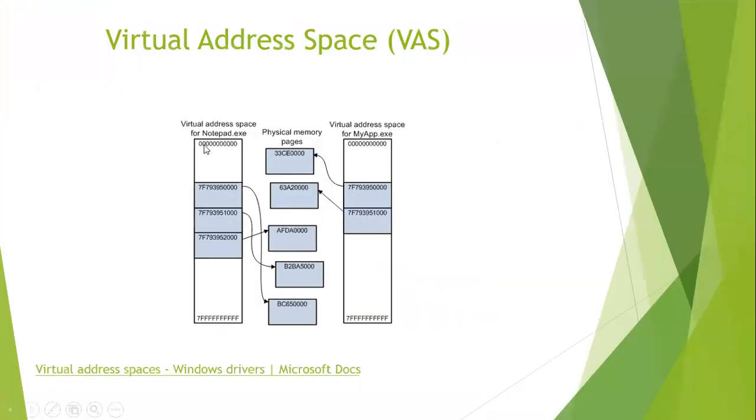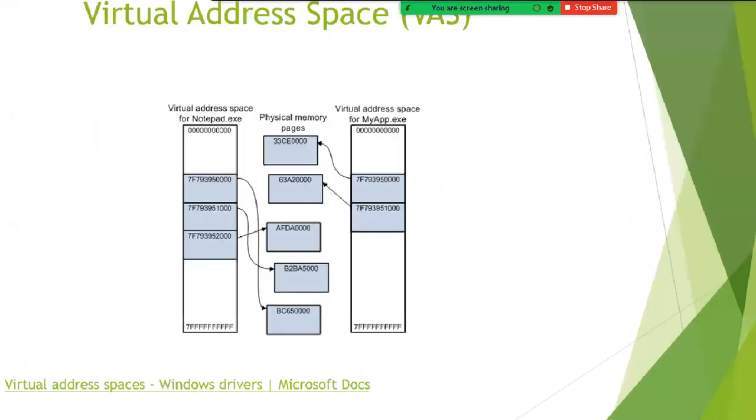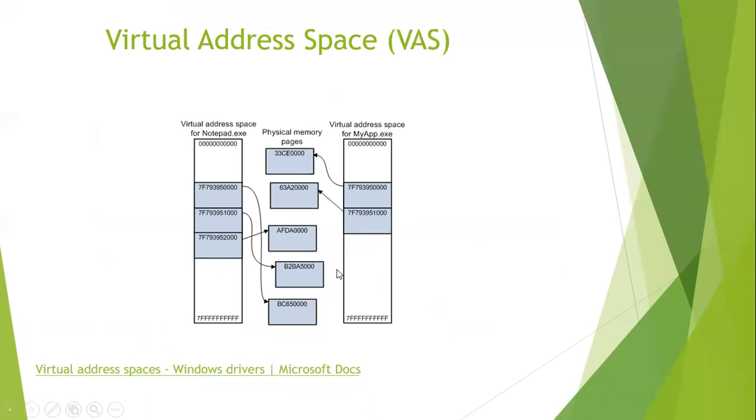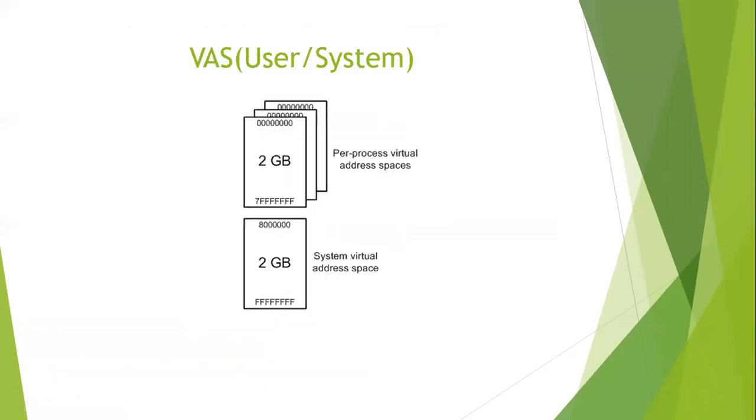See here, we have a virtual address space for notepad.exe and a virtual address space for sqlservr.exe. Though we have the same address, it will be converted internally into different physical memory addresses, memory areas, memory pages, whatever it is. So this is how that works. Memory allocation will be through the virtual address space.